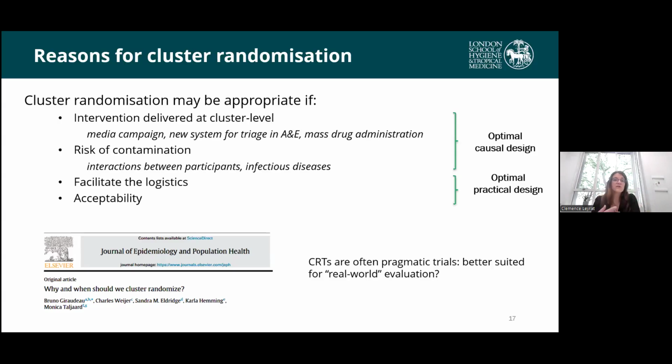But sometimes we use cluster randomization to help with the logistics of the trial, simply because sometimes it's difficult to have the different treatments within a hospital, so it can just help with that. And sometimes it's for acceptability, especially if we randomize villages and there is a gatekeeper, maybe they will find it more acceptable that all the people in the village are exposed to the same thing. And this is what I would call the optimal practical design. So cluster randomization is not necessary for the causal question, but it will help with the conduct of the trial.